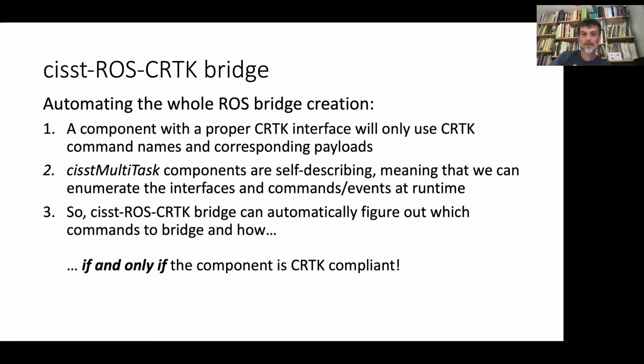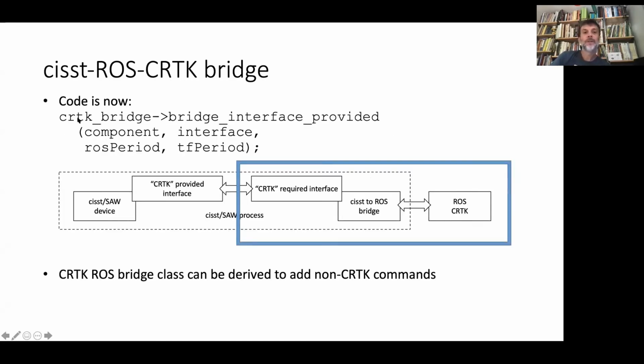And that makes the code look like this. You create a CRTK bridge, and you say bridge interface provided. You need to provide the name of the component you want to bridge and the name of the interface. The ROS period says how quickly you want to push all these bridge commands, and the TF period is usually a different rate. TF tends not to like anything above 50 Hertz, so you do that. What this code does is create the cisst-ROS bridge, create the CRTK required interface, or as many CRTK required interfaces as there are components you're bridging, and then publish it to ROS.